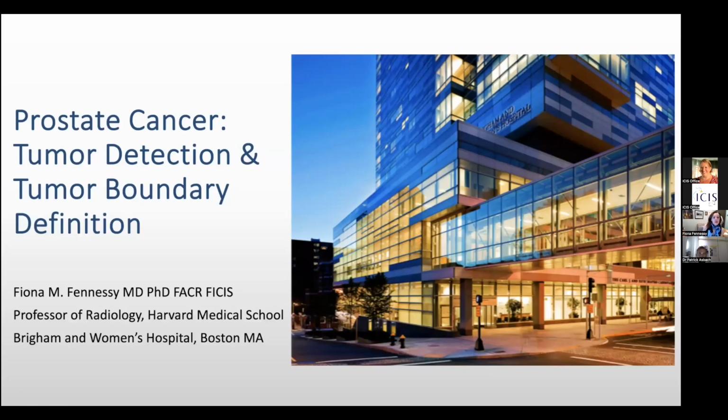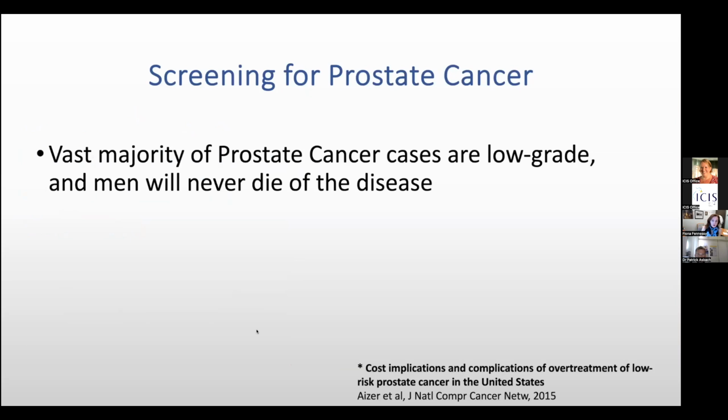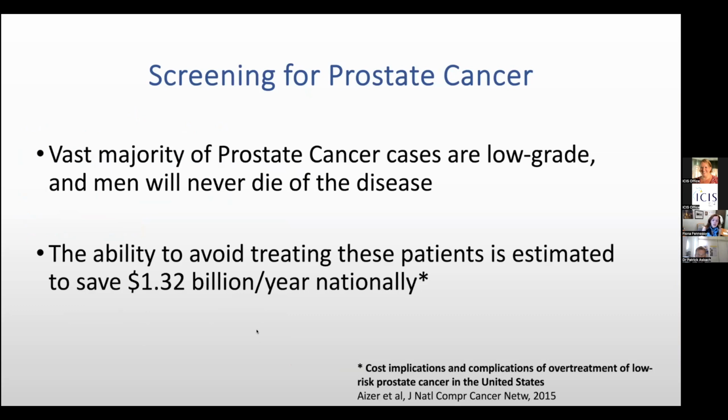So I'm going to now focus on tumor detection and tumor boundary definition, really focusing more on the science of it and the correlation with the histopathology. So as Patrick was saying, the vast majority of prostate cancers are low grade, and men will never really die of the disease. And if we can figure out how to find those who will die of the disease versus those who will not, we will save a lot of morbidity, mortality, and save a lot of money. This is an estimation in the US, actually from a number of years ago, so I'm sure it would save a lot more right now.